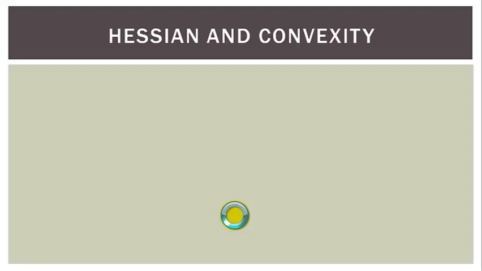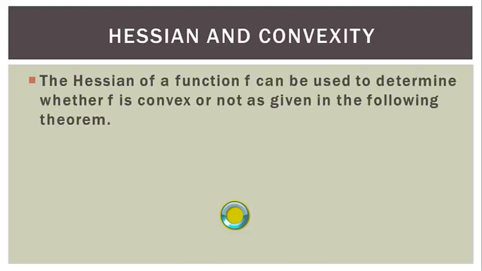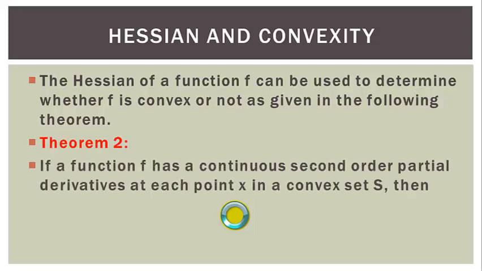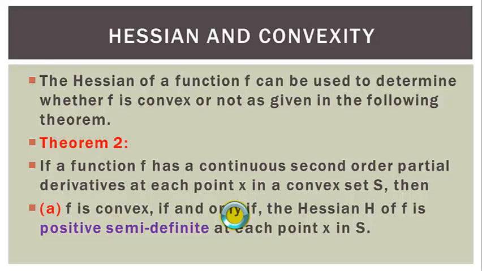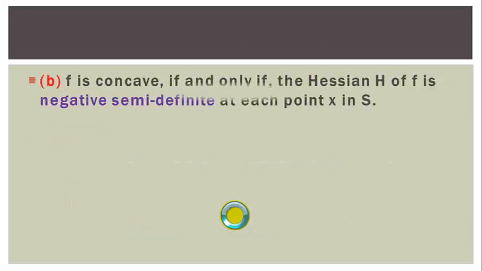Hessian and convexity. The Hessian of a function f can be used to determine whether f is convex or not, as given in the following theorem. Theorem number 2. If a function f has continuous second order partial derivatives at each point x in a convex set S, then A. f is convex if and only if the Hessian H of f is positive semi-definite at each point x in S. B. f is concave if and only if the Hessian H of f is negative semi-definite at each point x in S.